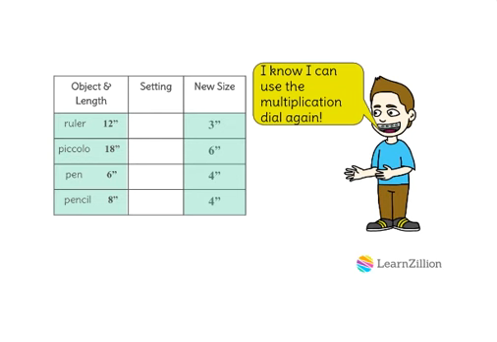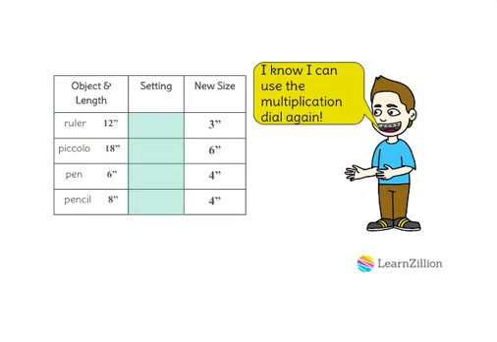Help Jacob figure out correct settings for the scale-o-matic machine. Record the scale factor, which is the setting for the dial in the center column of the table.